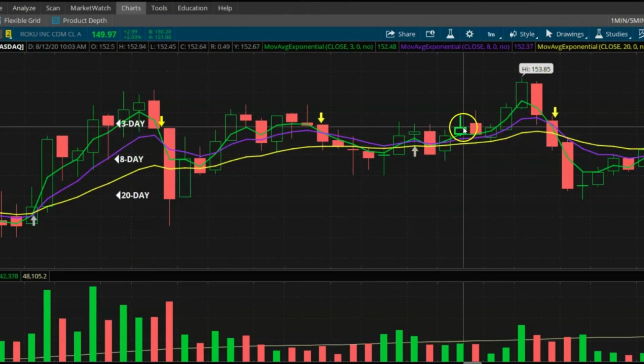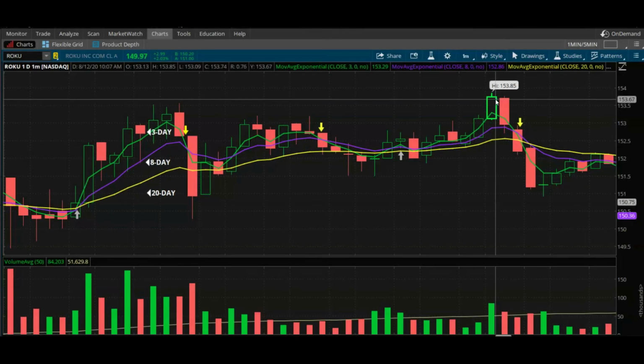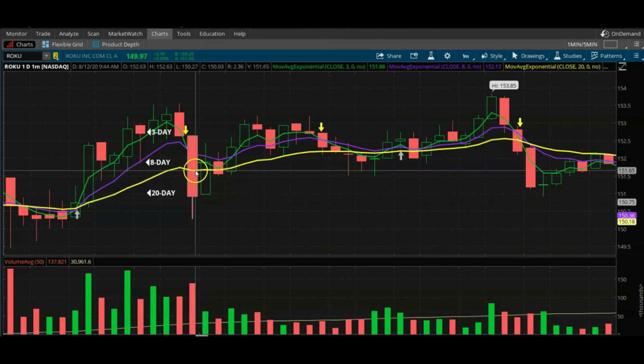we have 1, 2, 3, 4, 5, 6, 7. We have 7 minutes to stay in the trade longer, making this an even more profitable trade than if we had exited, say, back here on this false breakdown.